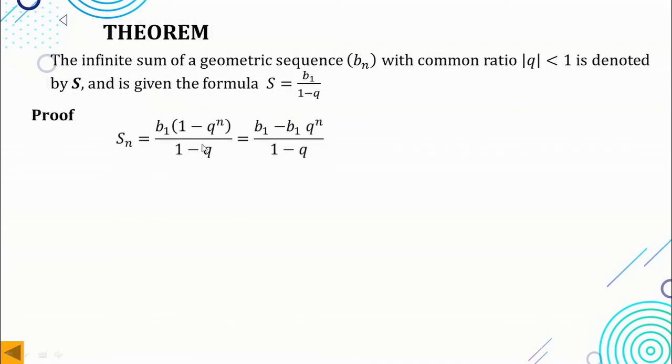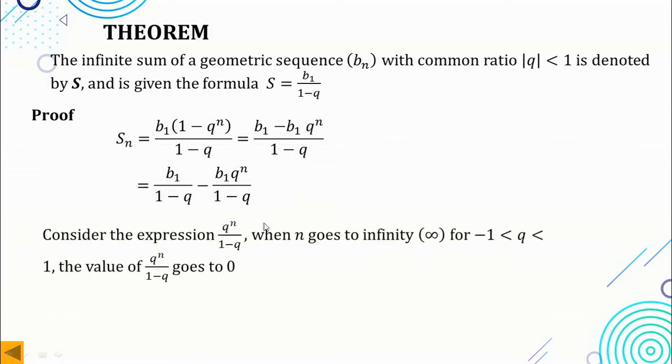So from here we want to prove it. We know that Sn is the sum of the first n terms of a geometric sequence, and then we make the subtraction of each other, and then we consider the expression r to the power n over 1 minus r. When n goes to infinity, for minus 1 less than r less than 1, the value r^n over 1 minus r goes to 0, right? So therefore we get S equals B1 over 1 minus r for absolute value of r less than 1.